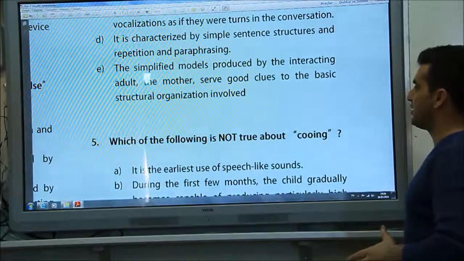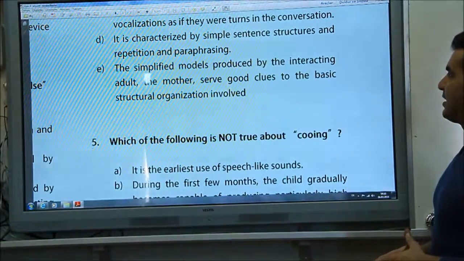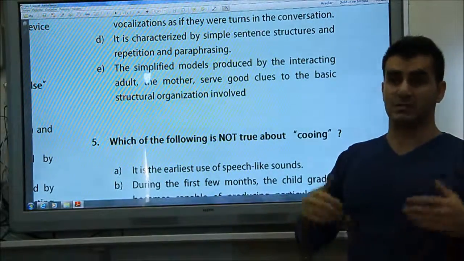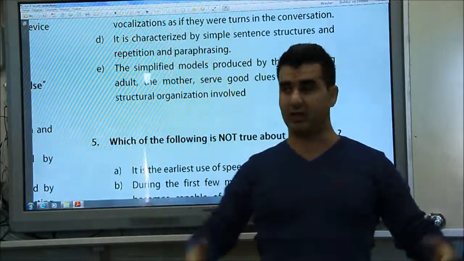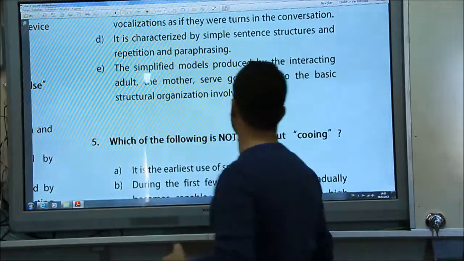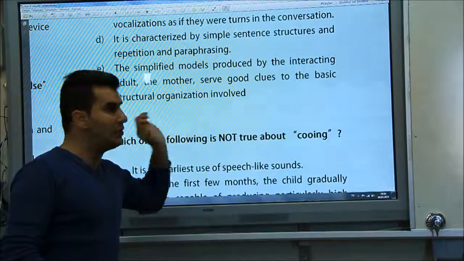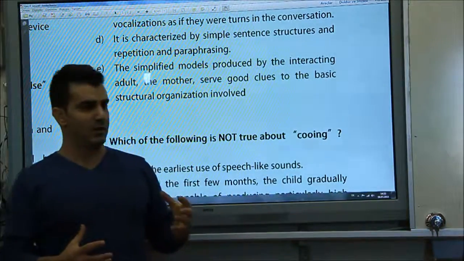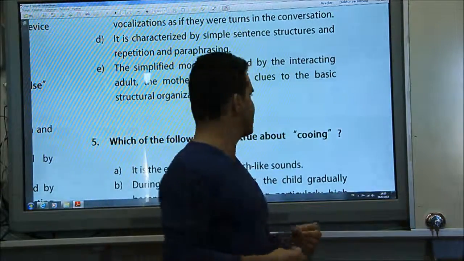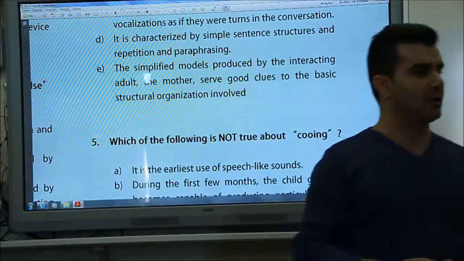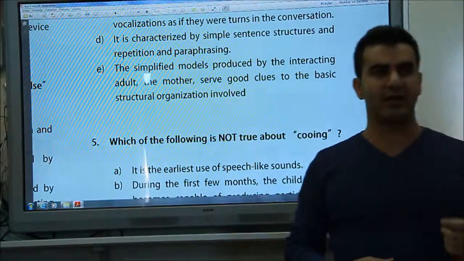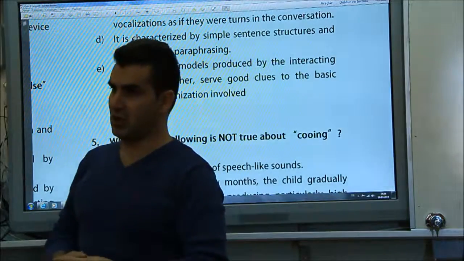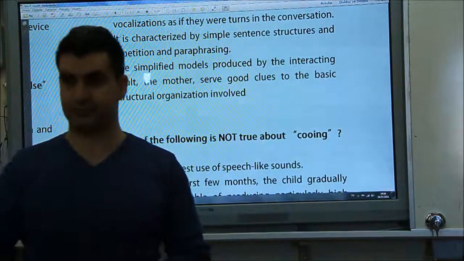Okay, the simplified model is produced by an interacting adult. The interacting adult here is a mother. So the mother interacts with the child. So the simplified models serve as good clues to the basic structural organization involved. These models let the child have an idea about what is said because it's simplified. Okay. All of them are true.